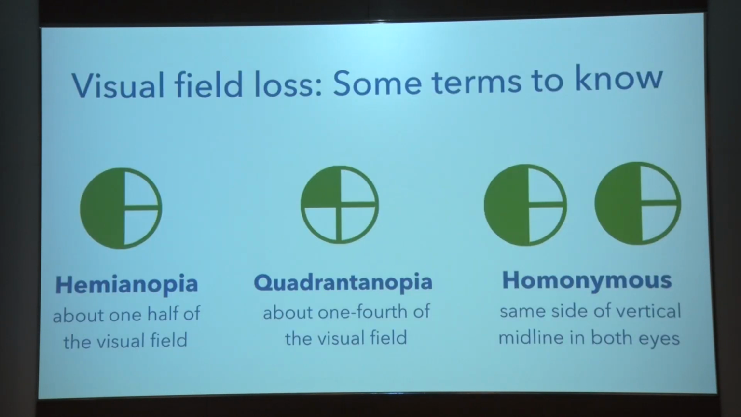Now, a few terminologies that you should know before we discuss this topic. One is hemianopia. That's the involvement of half of the vertical visual field. Quadrantanopia, involvement of one-fourth of the visual field. Homonymous term basically means the involvement of the same side of the vertical midline.